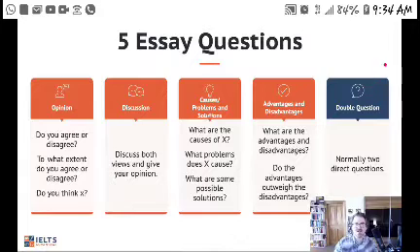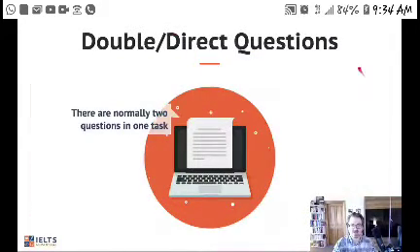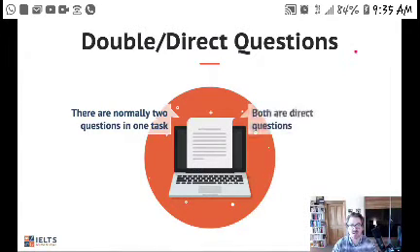And double questions are really interesting because they are very applicable to the other types of essay questions, but we will really be focusing on these double questions. So the stuff that we're going to learn is applicable to these questions, but may not be applicable to the other types of questions. So just bear that in mind while we are going through this. So what are double and direct questions? They are normally 2 questions in one task. So you'll be given one task, and in that task, there will be 2 separate questions that you need to answer. And both will be direct questions.